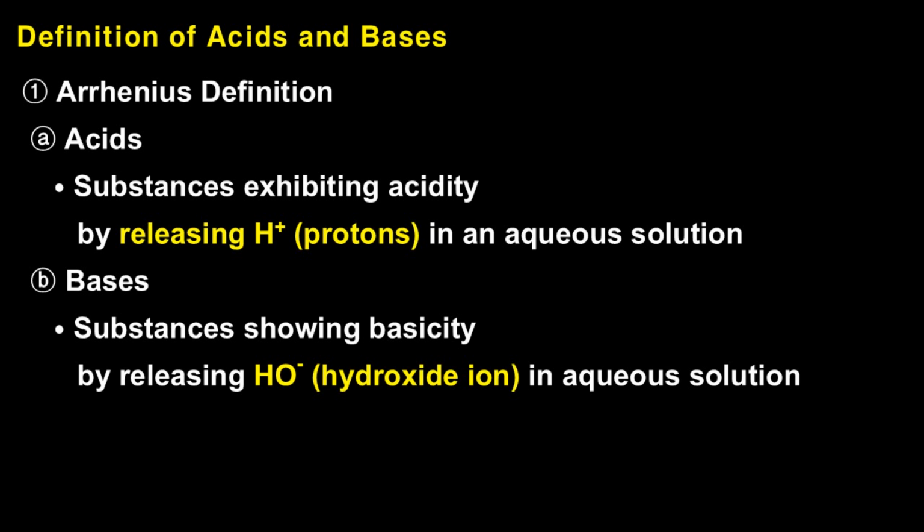Let's start with the Arrhenius definition. This is the most traditional way of defining acids and bases. According to this idea, acids are substances that release protons when dissolved in water. These protons don't stay alone for long. They quickly associate with water molecules to form hydronium ions. On the other hand, bases are defined as substances that increase the concentration of hydroxide ions in aqueous solution.